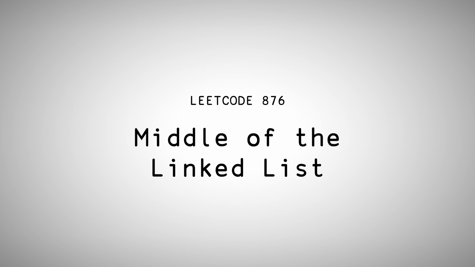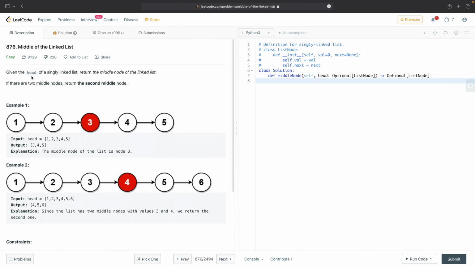Today we're doing the middle of the linked list problem. Given the head of a singly linked list, return the middle node of the linked list. If there are two middle nodes, return the second middle. So, example, 1, 2, 3, 4, 5, 3 is sitting in the middle. 1, 2, 3, 4, 5, 6, 3 and 4 are both in the middle, so we return 4.